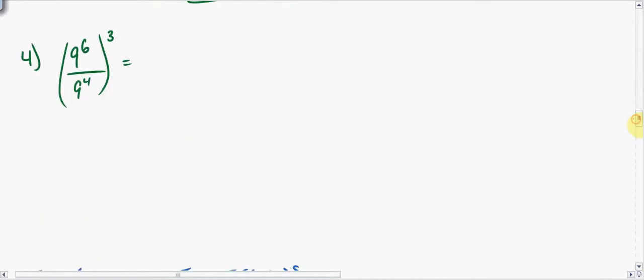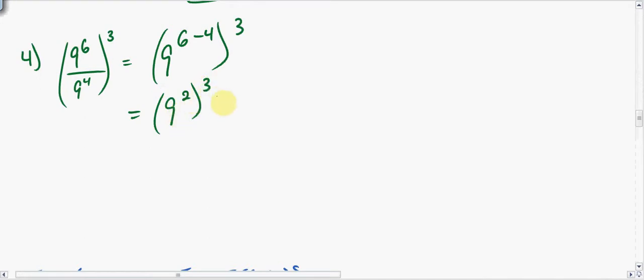Fourth one. We have 9 to the 6th power divided by 9 to the 4th power, and that's all cubed. I notice I have two bases that are the same connected through division. So what can I do with these exponents? Oh, I can subtract them. That's equal to 9 raised to the 6 minus 4th power, all cubed. 6 minus 4 is 2. That's 9 squared cubed. One base raised to a power raised to another power. That's going to make this equal to 2 times 3, which is 9 to the 6th power. 9 to the 6th power is 531,441.